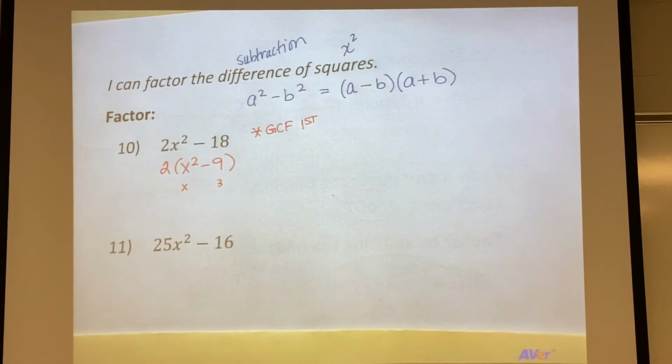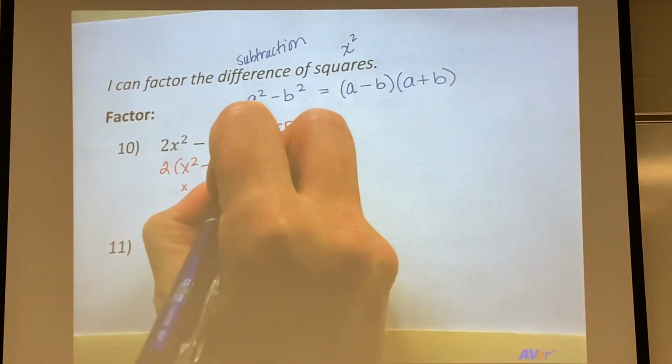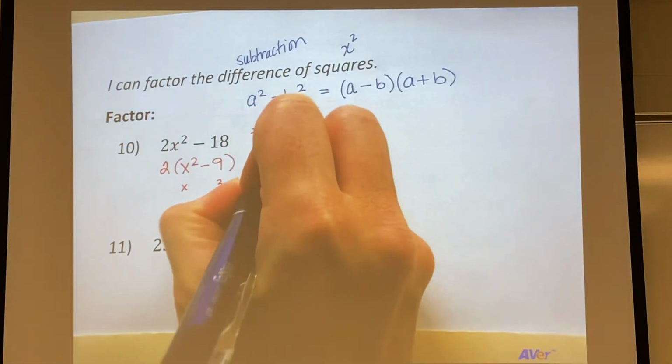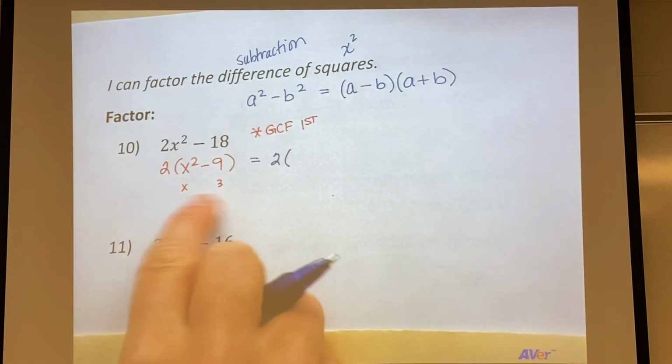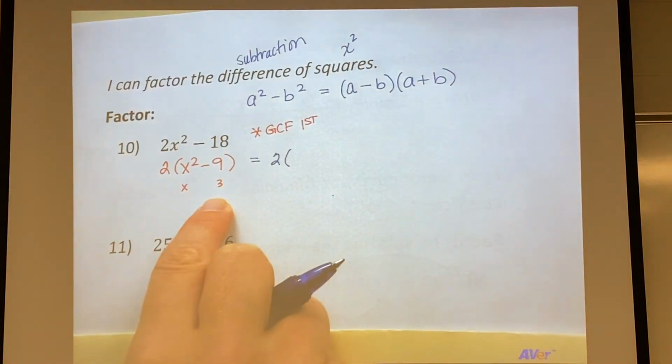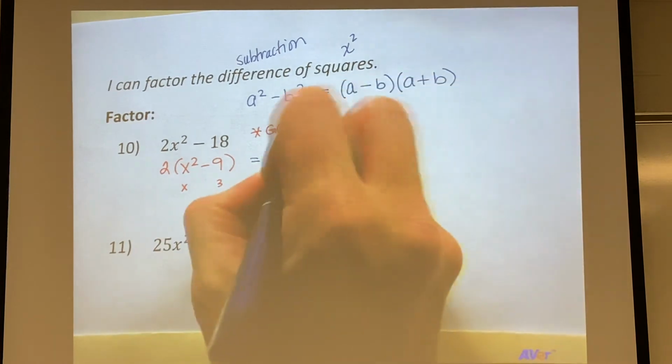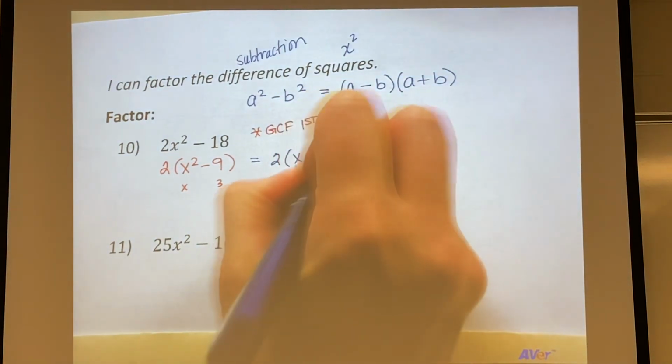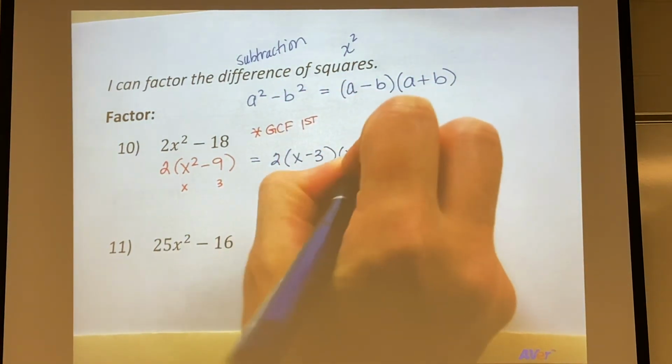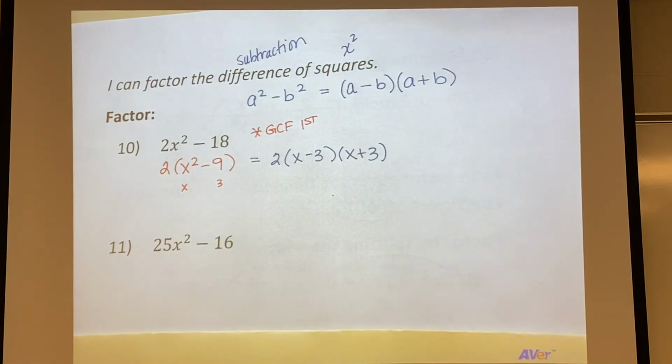All right, so that means we can continue on. The 2 GCF stays on the outside, and then you take these square root values, the x and the 3, and you write them as x minus 3, x plus 3. All right, so give it a try on number 11. Check for a GCF first, then check to make sure it's subtraction. That's an easy check. Then take the square root of each one and rewrite it.